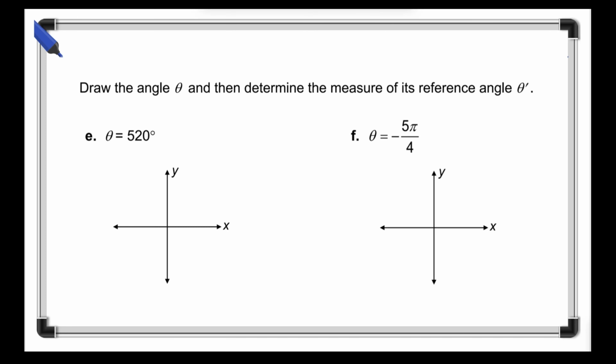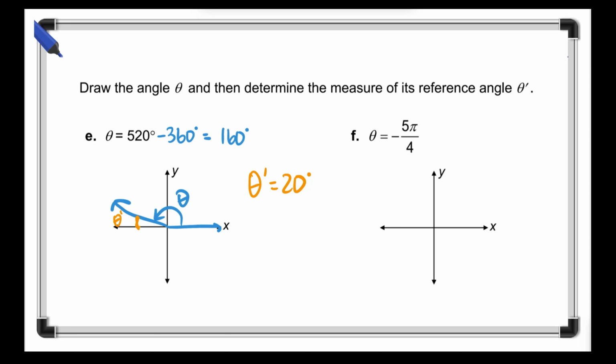Okay, so our next angle is 520, so you actually went one full rotation around, that's 360 degrees. So if I subtract, I could easily find where my angle is going to be. So 160, we know right about here. So there is our 160 degrees. Your reference angle is this angle right here. Closest x-axis is 180. So my reference angle is going to be 20 degrees.